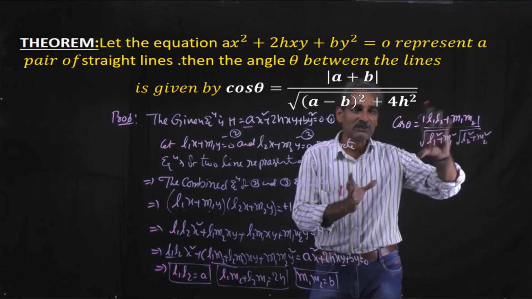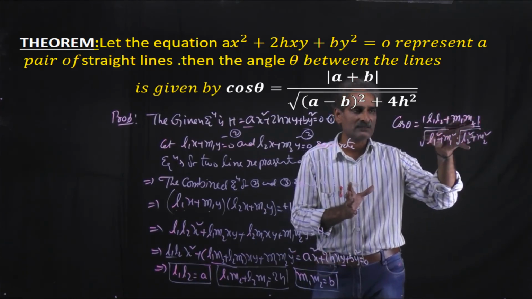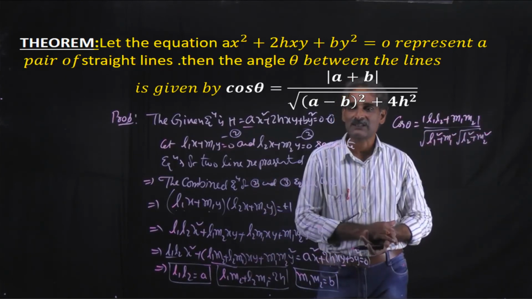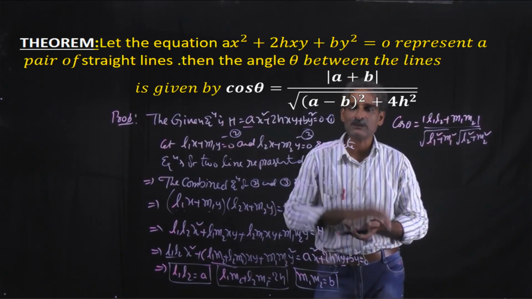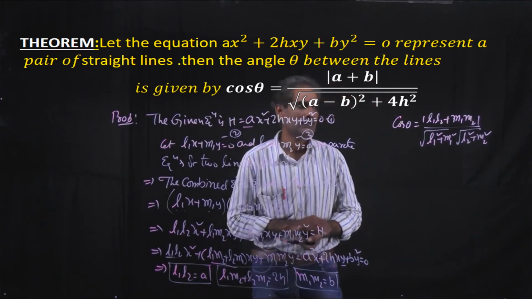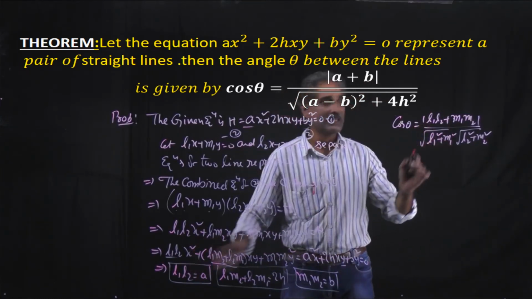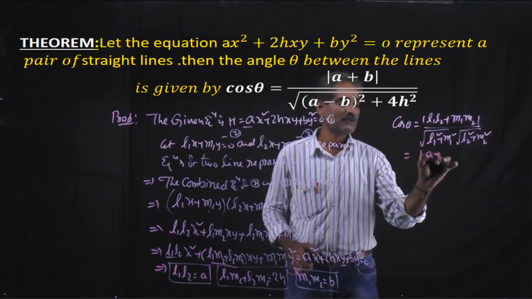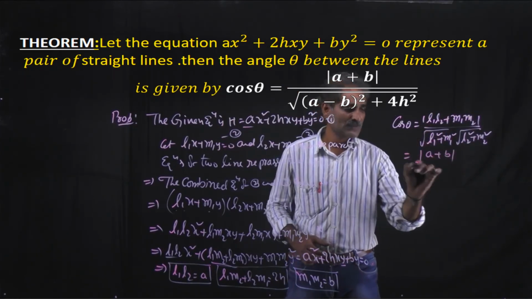We have to convert these terms L1, L2, M1, M2 into a, b, h, because what is the required answer? a plus b by root of a minus b whole square plus 4h square. So already you know L1 L2 is equal to a, M1 M2 equal to b. So in the numerator the value is clear, a plus b. Just multiply the denominator also.